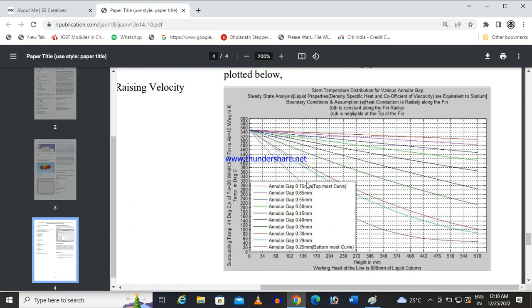Based on all this study, I have designed the fin and it is tested also. Physically we tested, and it is giving the desired result. So this is all about the frozen seal valve: how to design the fin tube assembly, what the criteria are, and where the frozen seal valve is used.